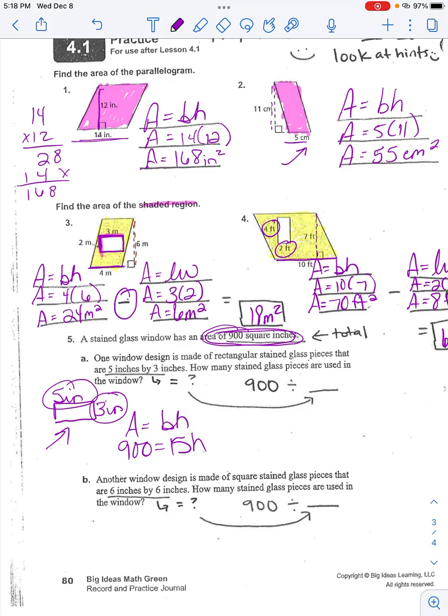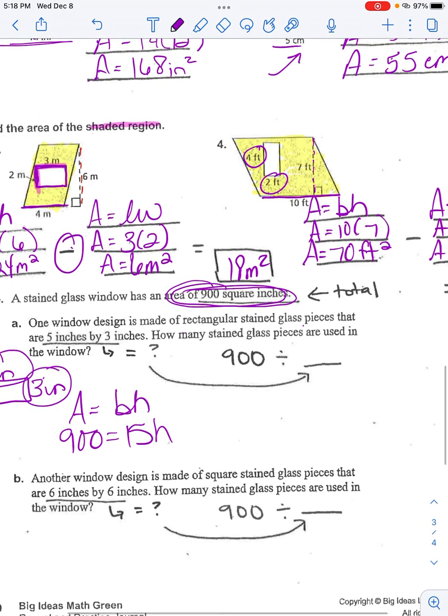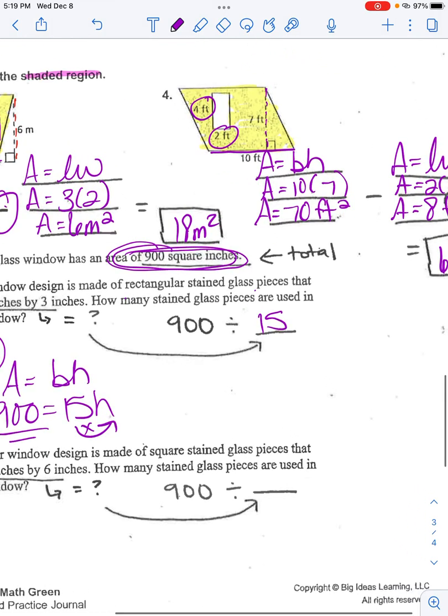When I think of a stained glass window, I think of churches where they have all the different colored pieces of glass, and they place them all together to make murals and stuff. That's what a stained glass window is. So what we're going to do is 15 times something is 900. I don't know what that is, so I'm going to divide 900 by 15. You can sit there and guess and check 15 times 7, 15 times 10, 15 times 12, but the easier way is just to do 900 divided by 15.